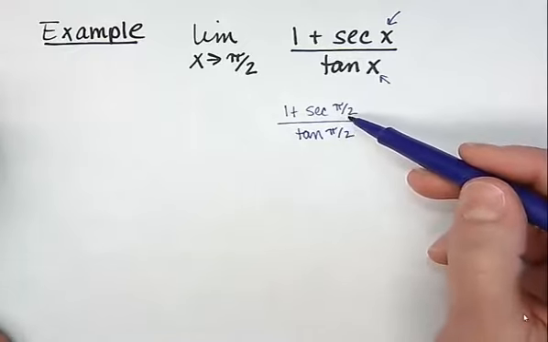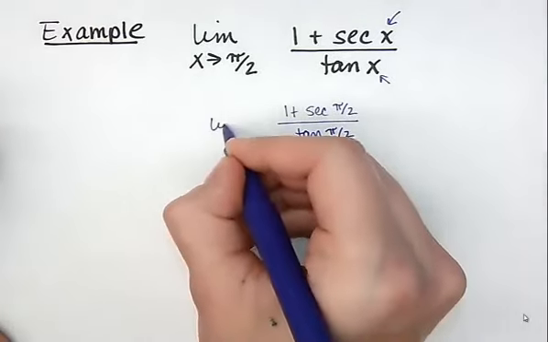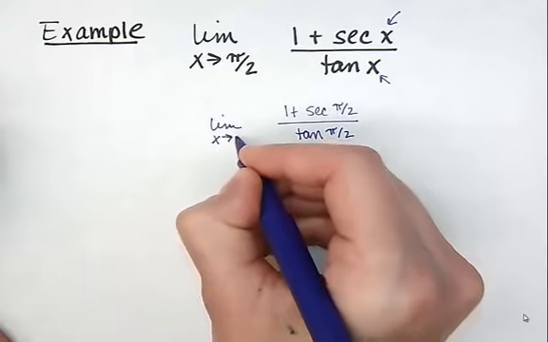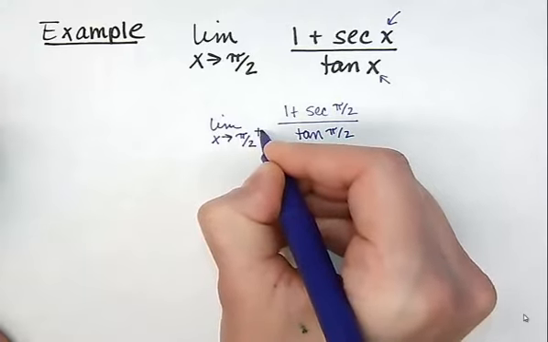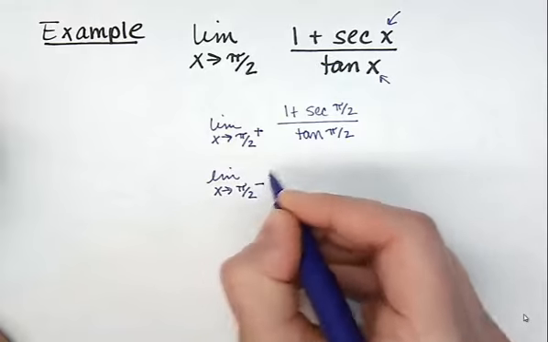So what we need to do is we need to look at the limit from either side of that asymptote. So we actually need to evaluate the limit as x approaches pi over 2 from the right, and also the limit as x approaches pi over 2 from the left.